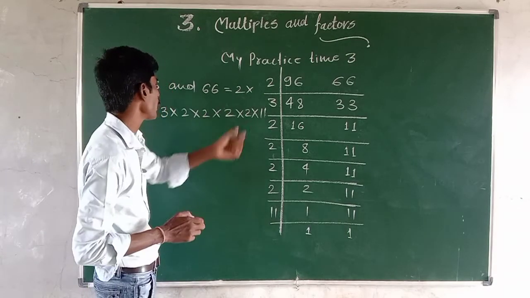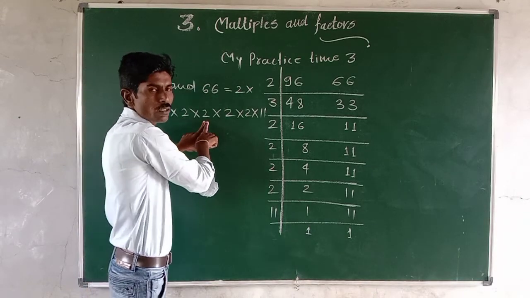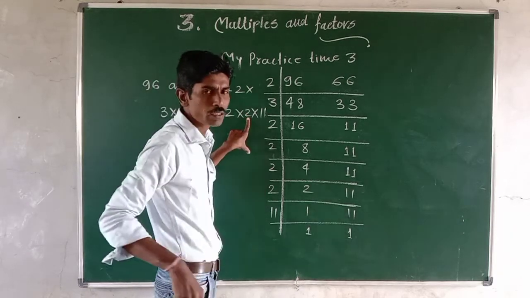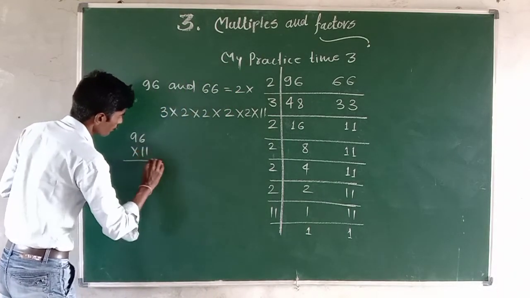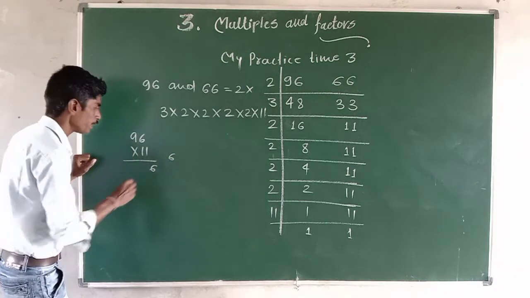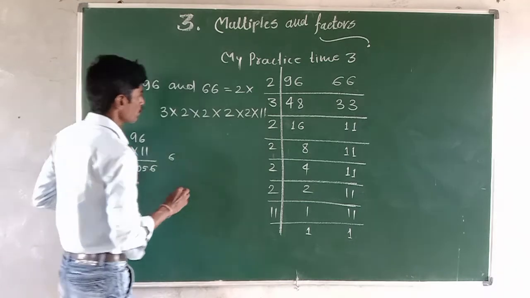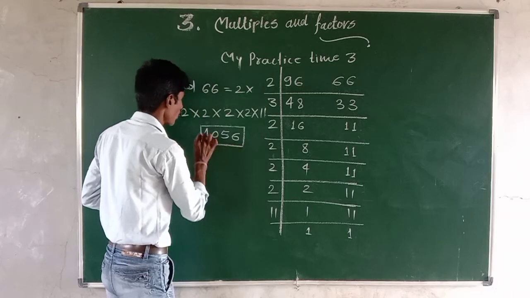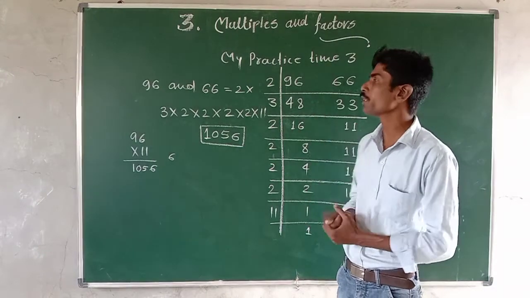Now we have to multiply this. 2 into 3 is 6, 6 into 2 is 12, 12 into 2 is 24, 24 into 2 is 48, 48 into 2 is 96, 96 into 11: 11 6s are 66, carry 6, 11 9s are 99, 99 plus 6 is 105. So 1056, this is the LCM of these numbers. So this is the way to find the LCM by the division method.